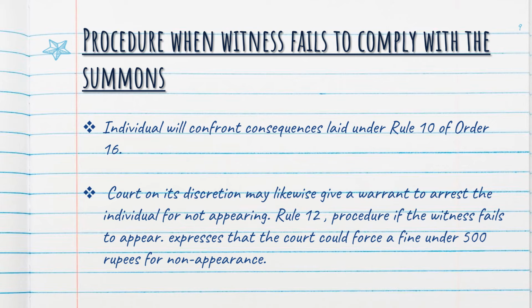Along with this, the court at its discretion may also issue a warrant to arrest the person for not appearing. Rule 12 states that the court could impose a fine not exceeding 500 rupees for non-appearance, for recovery of which the court could also attach the property of the person if the fine is imposed. All these consequences could be avoided if the person gives any lawful excuse to the court for his absence.